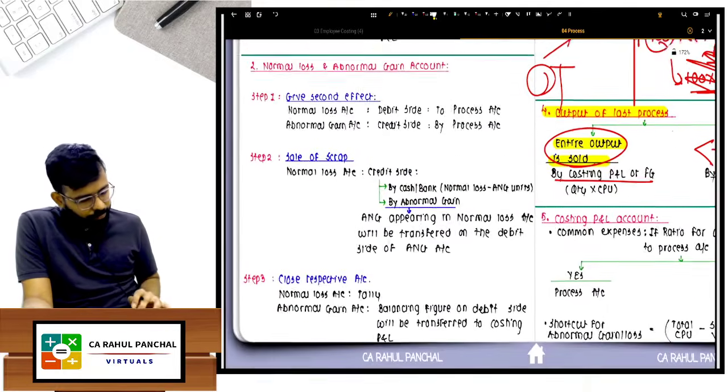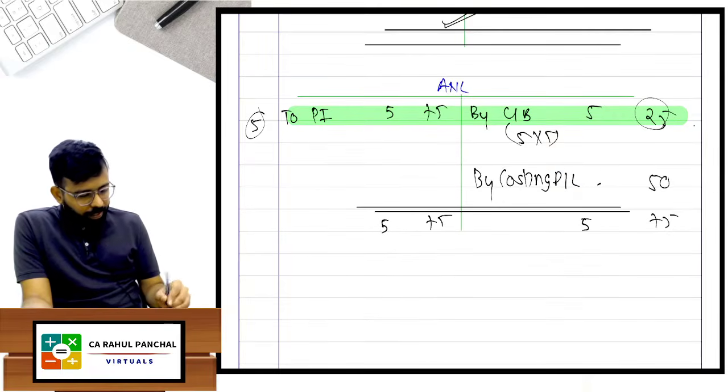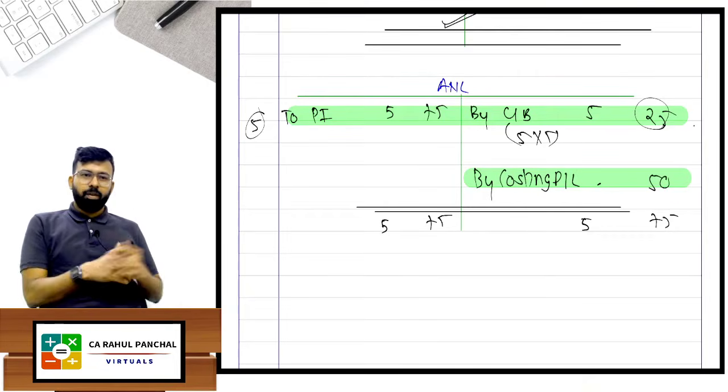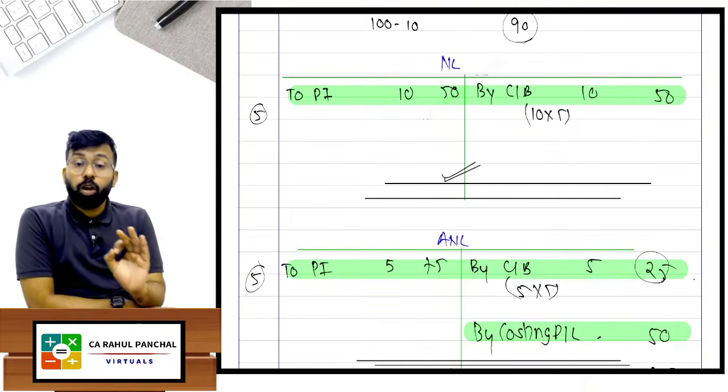Yes, so it is written. Balancing figure will go to the costing P&L. So here you can do that. That is going to be transferred to the debit side of P&L. Okay. So this is what we have done for a normal loss and abnormal loss.